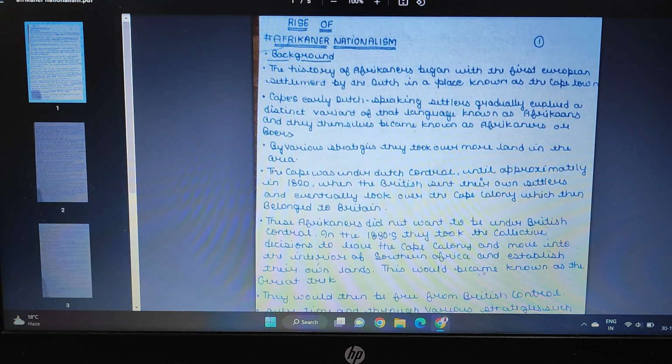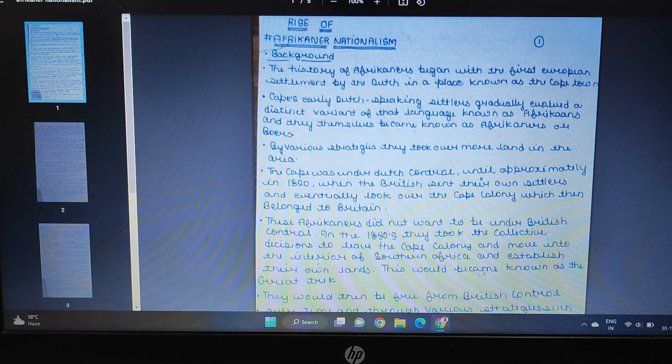The Cape's early Dutch-speaking settlers gradually evolved a distinct variant of that language, and the people who settled in southern Africa started to evolve their language. They themselves became known as Afrikaners or Boers. By various strategies, they took over more land in that area.